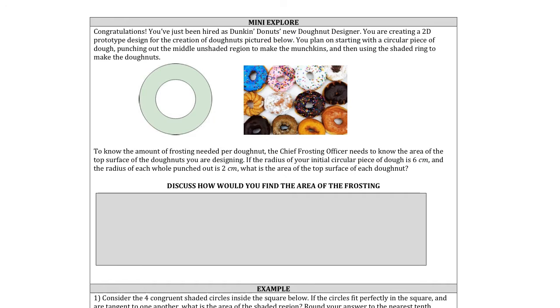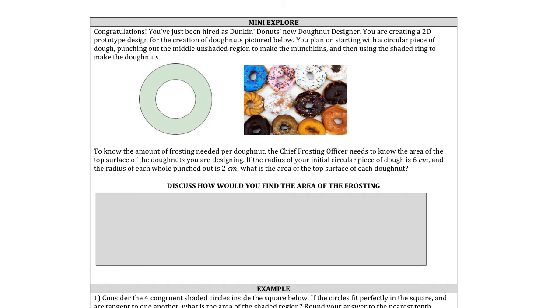Today's lesson is going to be a little different because we've already talked about area of circles. This is just going to be more complex area problems. So for example, if you were hired at Dunkin' Donuts as the new donut designer and you created a 2D prototype design for the creation of donuts pictured below.